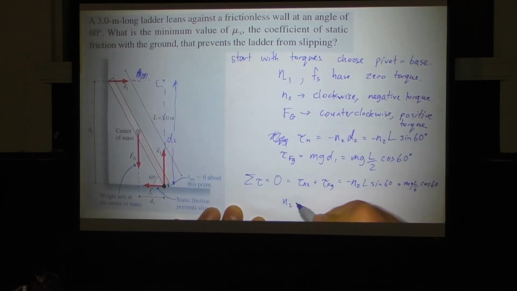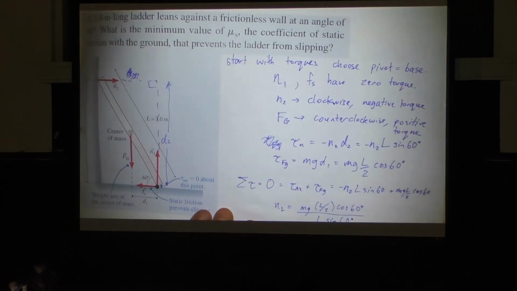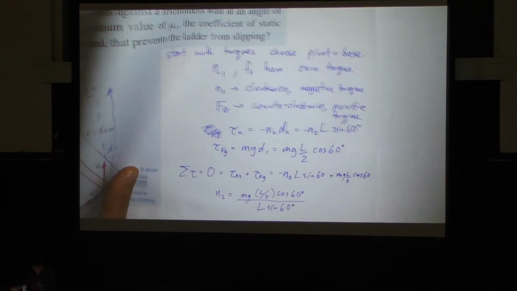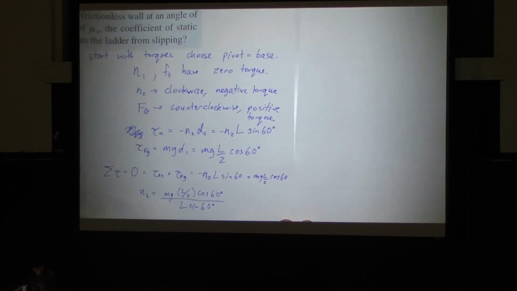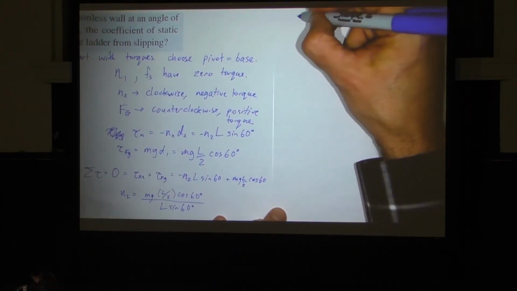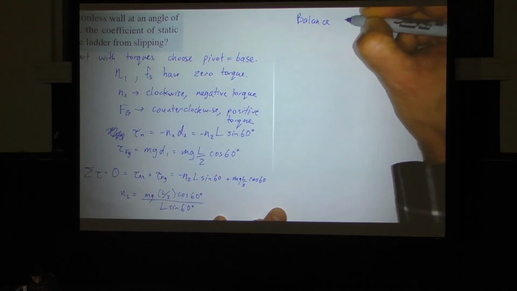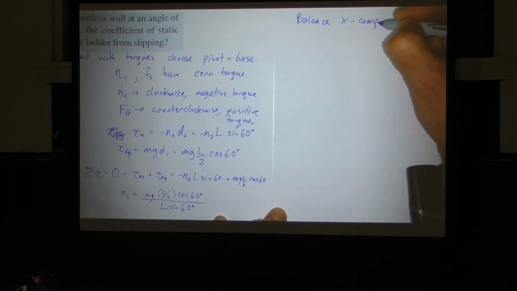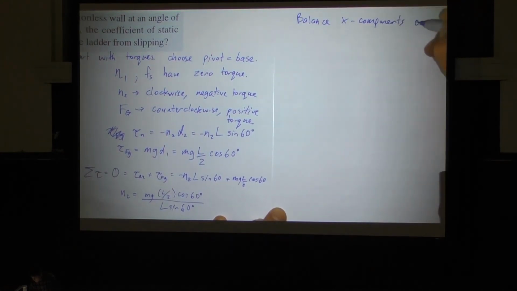So N2, you can find from there, is equal to mg times L over 2 times cos 60 degrees divided by L times sine 60. Okay, so that's about as far as we can get with that. And the next thing I'm going to do is balance the x forces. So let's balance the x components of the forces.